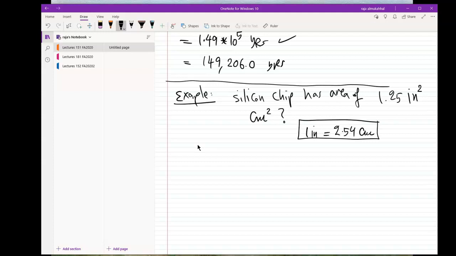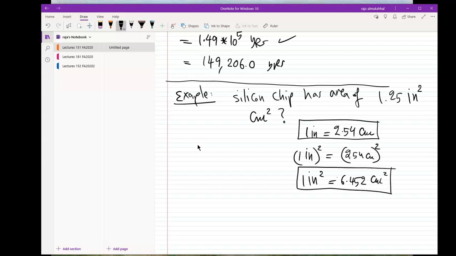Simple. All you need to do is to square both sides. See what I'm saying? In other words, 1 inch squared must also equal 2.54 centimeter quantity squared. If you want it in cube, cube both sides and so on. So when I square both sides, I get 1 inch squared is equal to 2.54 squared. I need to use my calculator. 2.54 squared, the answer is 6.452 centimeters squared. There we go. I have a conversion factor between inch squared and centimeter squared. I didn't need to look it up. You know what I mean?